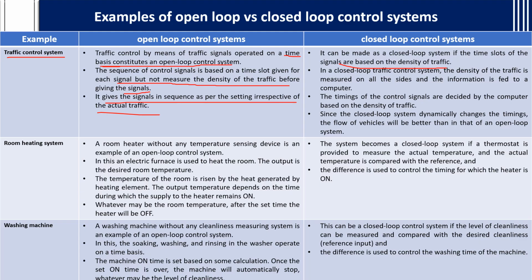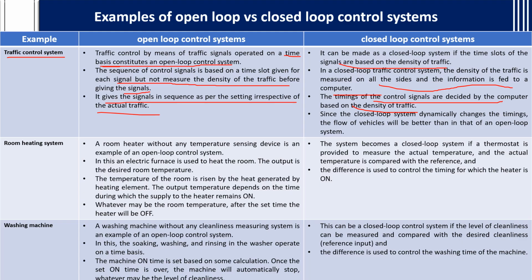It is going to leave that line first. See, in a closed loop control system, density of the traffic is measured on all sides and information fed to the computer. The timing of control signals are decided by the computer based on the density. For example, if there is a 4-lane road, and in that 4-lane, 1 lane is very busy with traffic, so that lane's respective signal will be green and all others will be red. That is what a closed loop control system is.